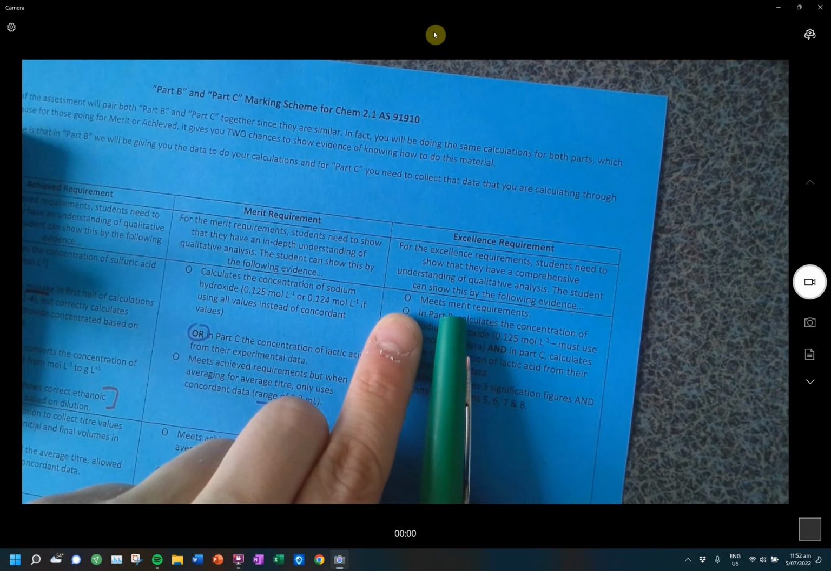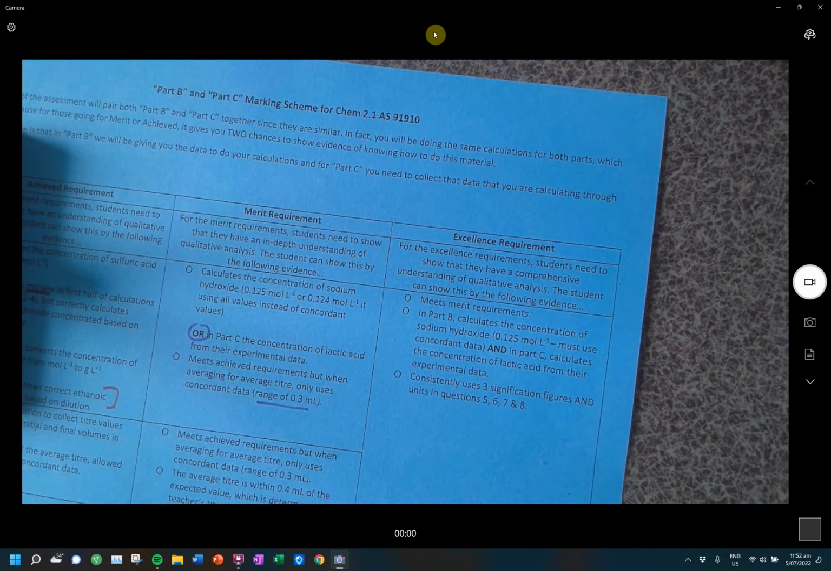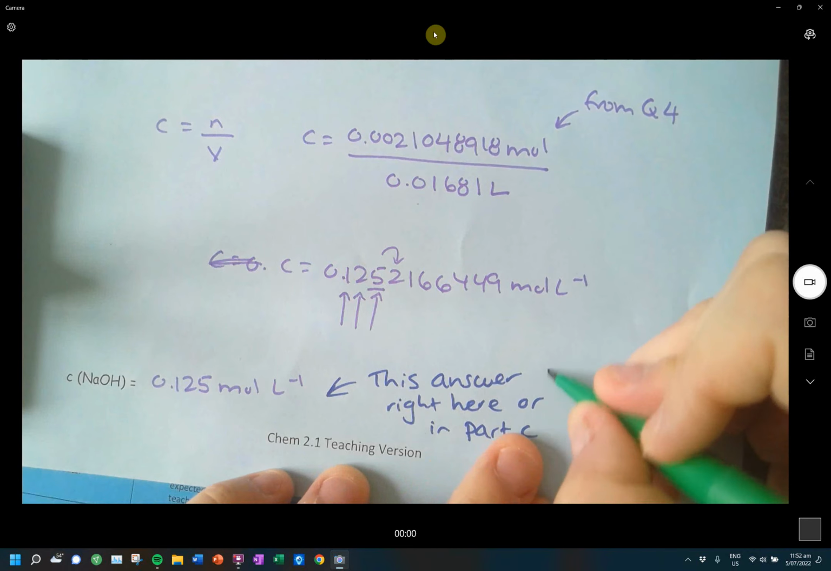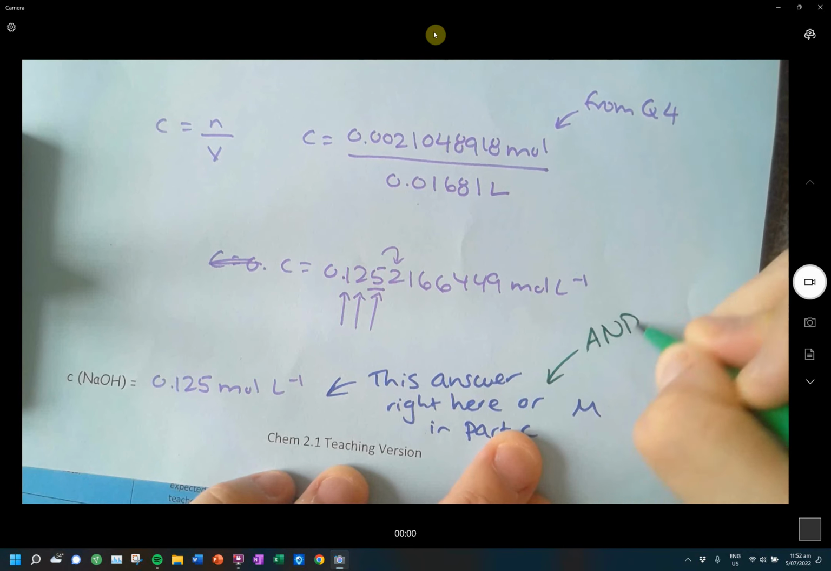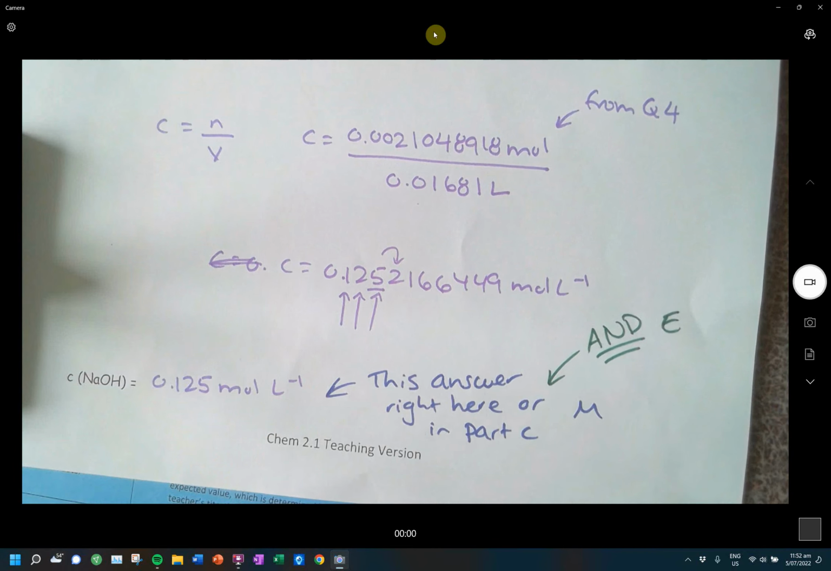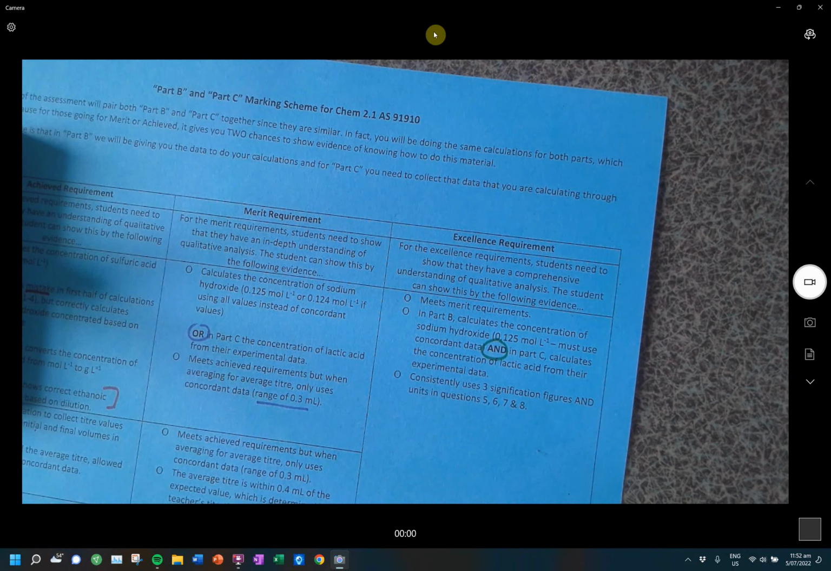The last thing you need to do for the excellence is obviously you need to meet the merit requirements. In this case, you need to get part B and part C calculated correctly. So there's an and here. That's the only difference between a merit and an excellence in the calculations. So you get the right answer here. For excellence, it's going to be an and. Cool?